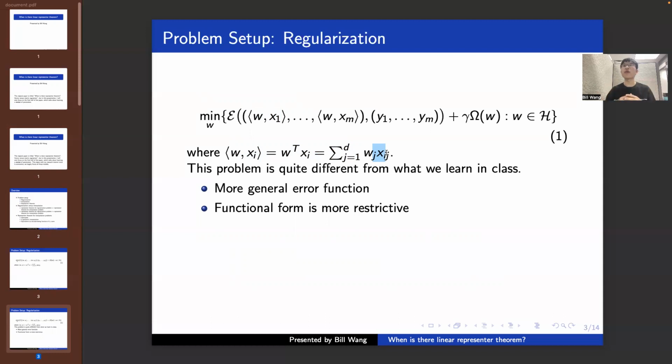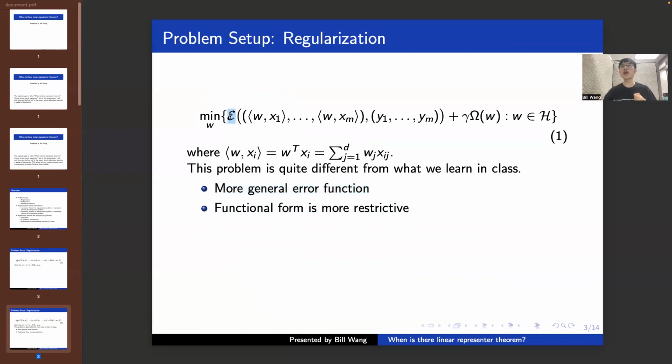So for example, our phi nu of X is X to the power of nu divided by nu factorial. That is a nonlinear transformation. And the representer is also, I believe, a nonlinear transformation of X. So here, our functional form is more restrictive, but we allow for a more general error function.